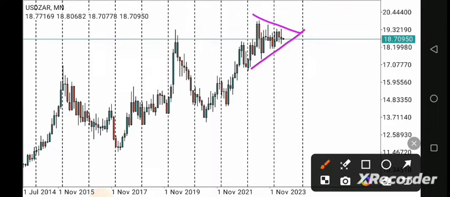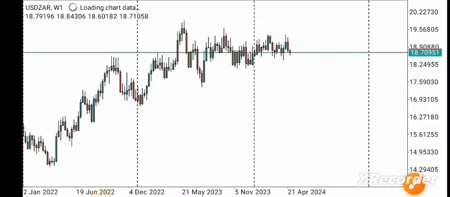And this tells us that a breakout is imminent, as we're either going to see a breakout to the bottom side or to the upside, right? But at this point in time, based on the price action, we can't really tell where the market will go. So let's head down to the weekly chart.